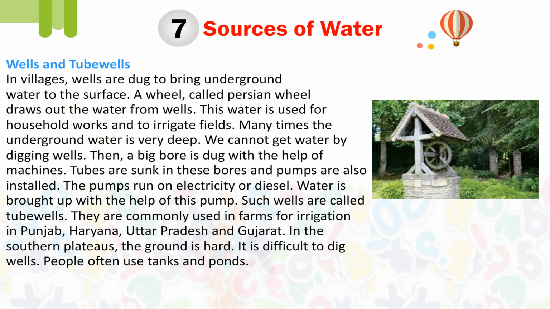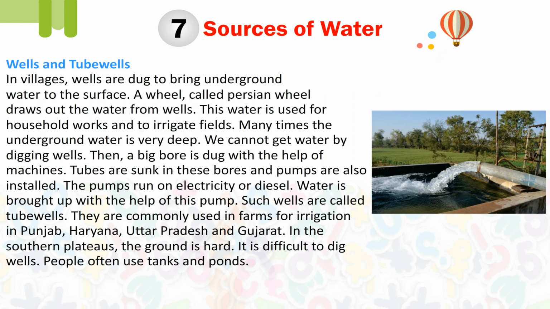Many times the underground water is very deep. We cannot get water by digging wells. Then a big bore is dug with the help of machines. Tubes are sunk in these bores and pumps are also installed. The pumps run on electricity or diesel. Water is brought up with the help of this pump. Such wells are called tube wells. They are commonly used in farms for irrigation in Punjab, Haryana, Uttar Pradesh and Gujarat.